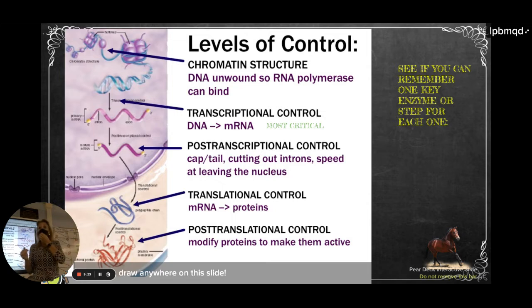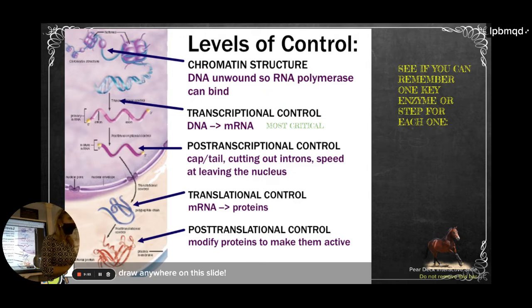So how I ask about that is I make a question to see if you can understand which level of control it is. Like I might say, you've taken a poison that inhibits mRNA from leaving the nucleus. What level of control is it interfering with? And you would tell me post-transcriptional, because I didn't stop you from making the mRNA, but the mRNA couldn't get out of the nucleus, and that's part of cap, tail, cut out the introns before it leaves the nucleus.